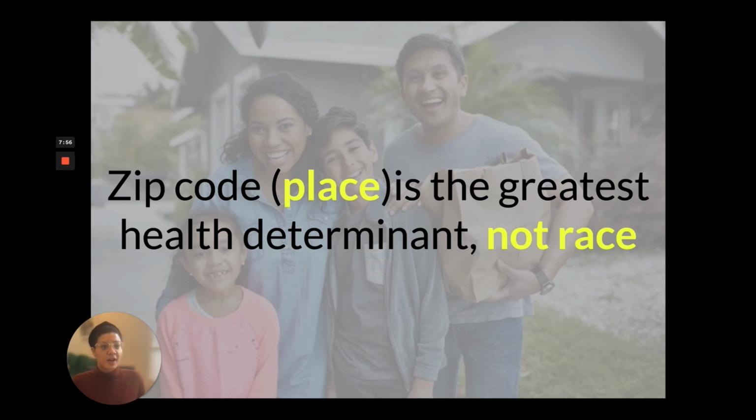Thinking that folks of color, with roots from almost 90 different countries, are all genetically predisposed to diabetes ignores the social determinants of health. It focuses on the chair and ignores the city. Zip code or place is the greatest health determinant, not race.